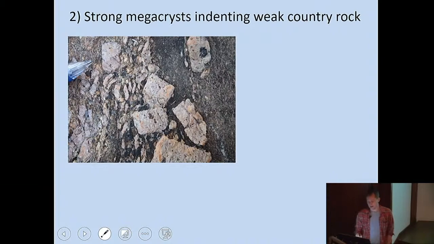The second mechanism that's preserved, and for which we see the field relationships, is stronger megacrysts indenting weak country rock. During the emplacement of this Chela granite, this fine-grained wall rock, country rock, became thermally softened, and we have an even weaker groundmass in this Chela granite, and then these strong megacrysts were able to migrate towards and impinge on this weaker country rock.